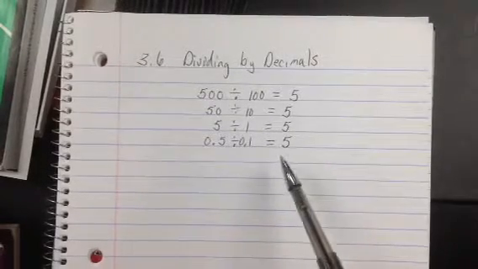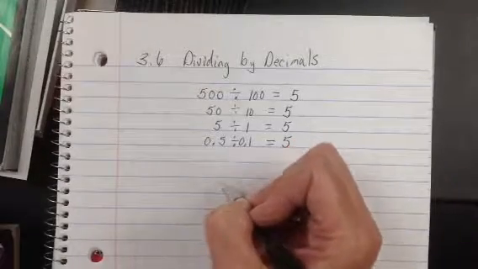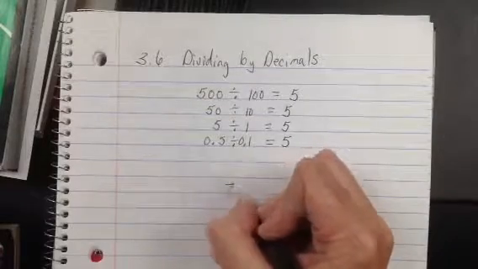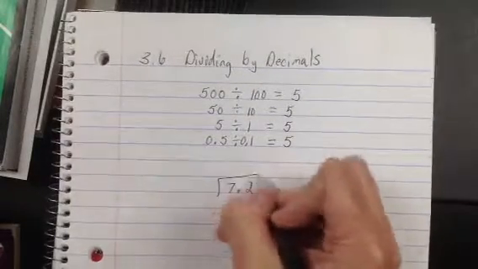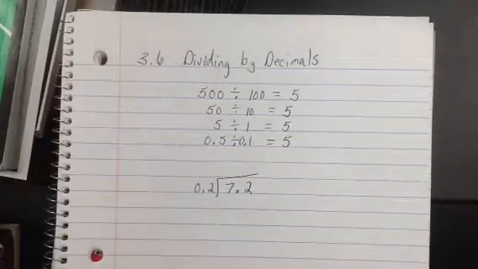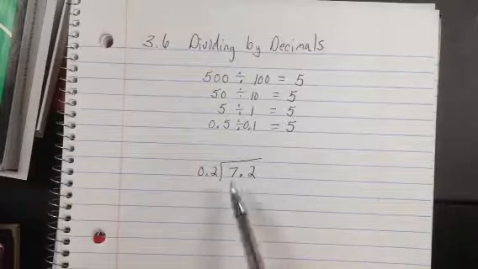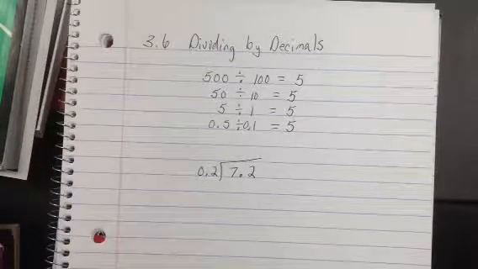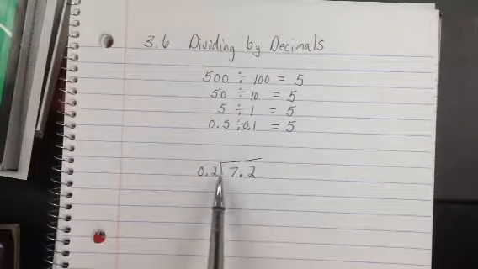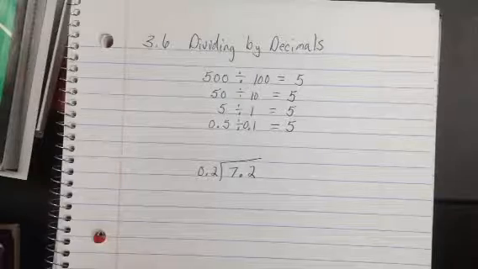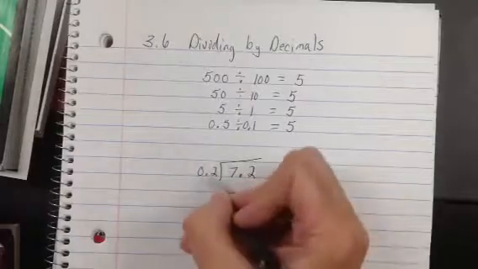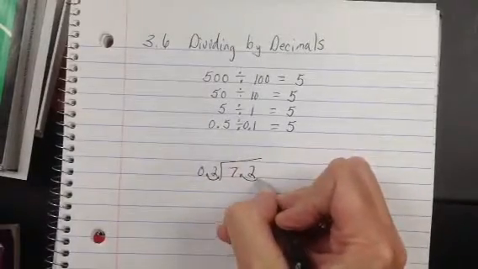Now why would I bother to bring this up? Well, it has to do with the reason we divide the way we divide. If I take 7.2 and I'm supposed to divide it by 0.2, 2/10, we don't know how to do that mentally. You don't really know how many times 2/10 goes into 7. So the whole fact that we move this decimal point relates back to this. I'm really just multiplying both numbers by 10.